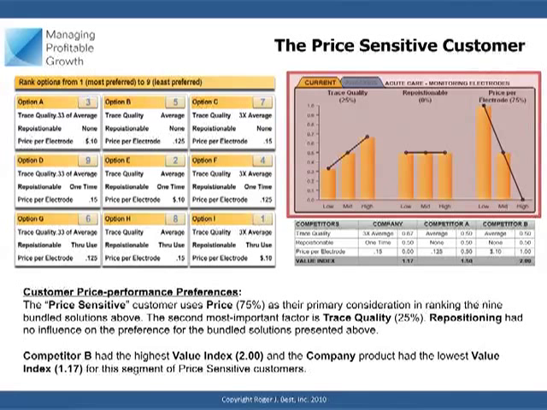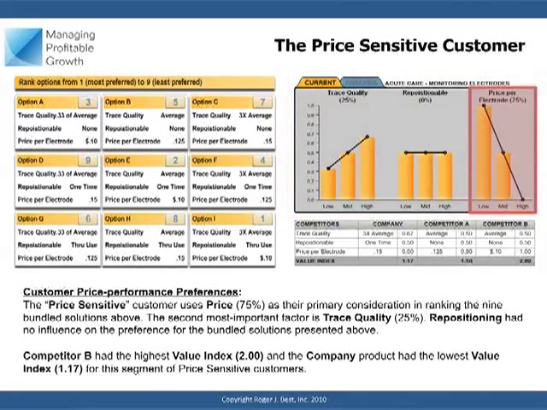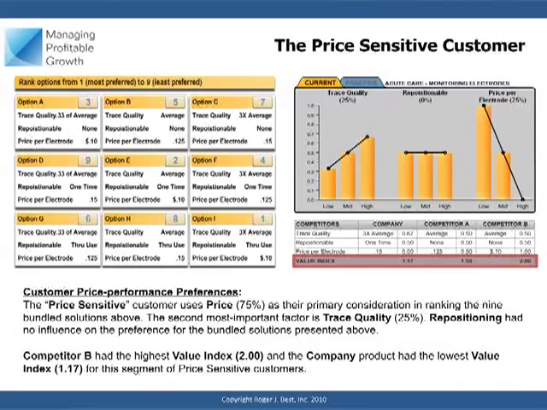For this particular customer segment, price was the driving factor in the ranked options and accounted for 75% of the choice variance. Trace quality was the second most important factor, while the repositioning feature had no value to these price-sensitive customers. The company's product positioning produces the least attractive value index at 1.17. Competitor B has the most attractive value index at 2.0.